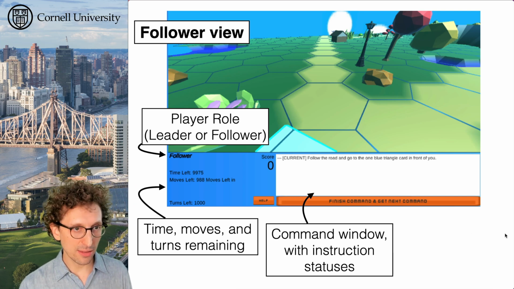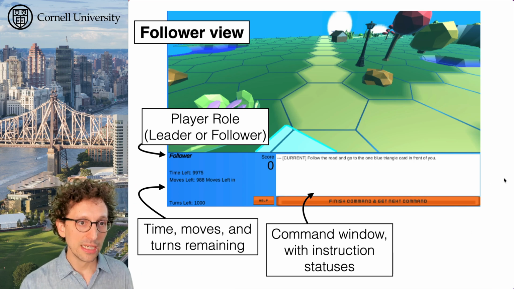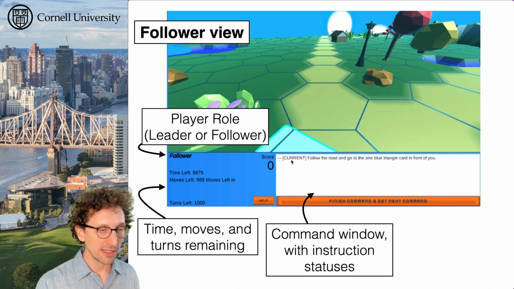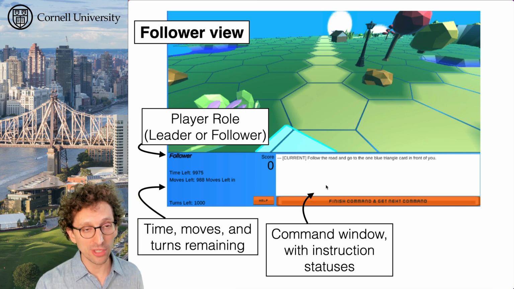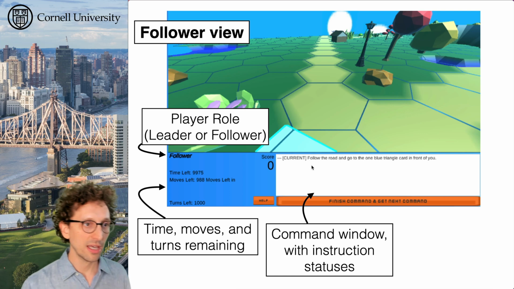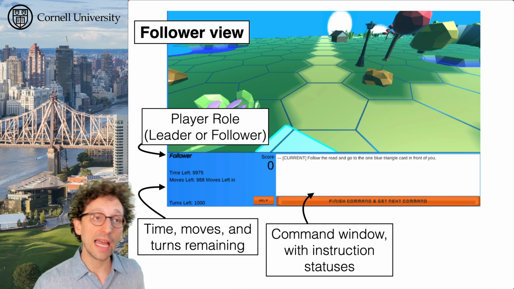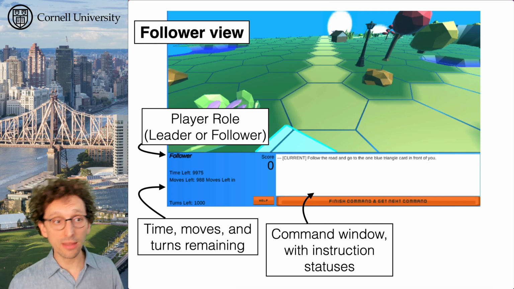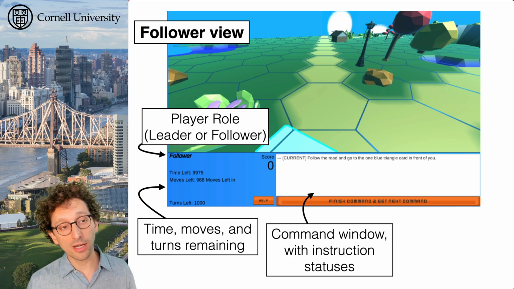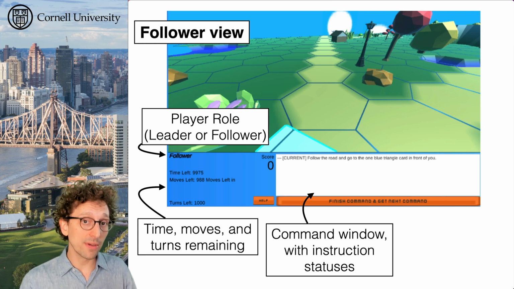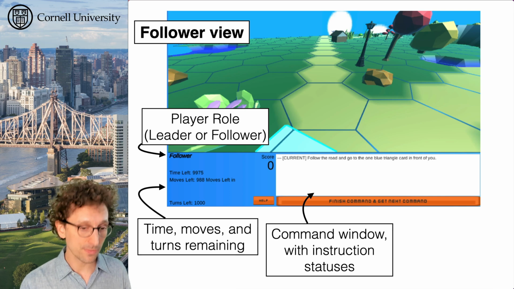This is the command view. In this case, you can see that the follower has only one instruction. There were no previously completed instructions, and the current instruction is given here. When you complete the instruction, they can press the finish command button, and this will allow them to see the next instruction, or if there is no next instruction, their turn ends even if they have steps left.